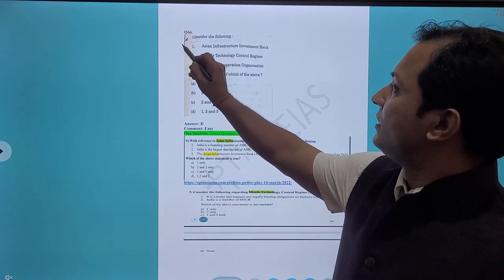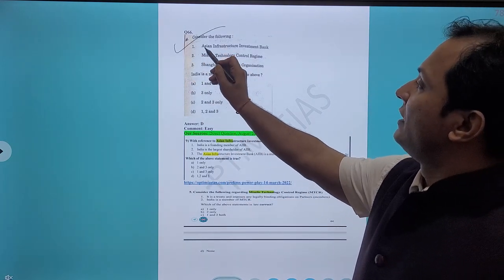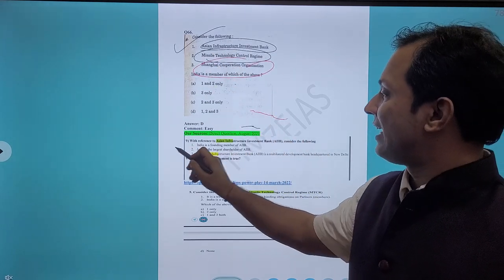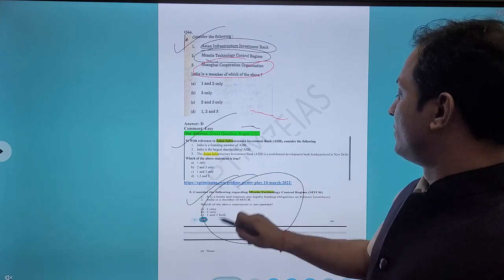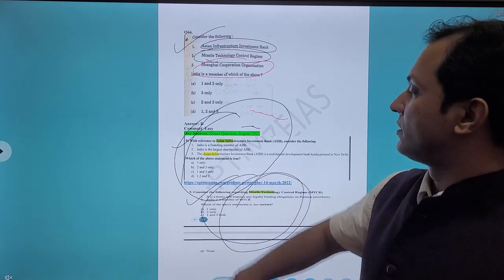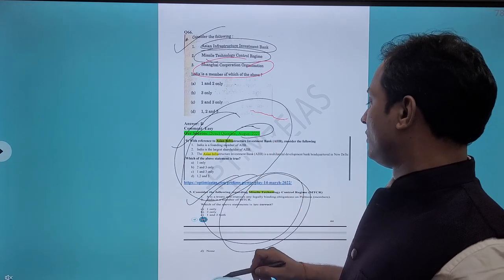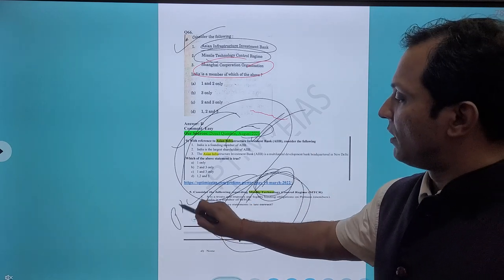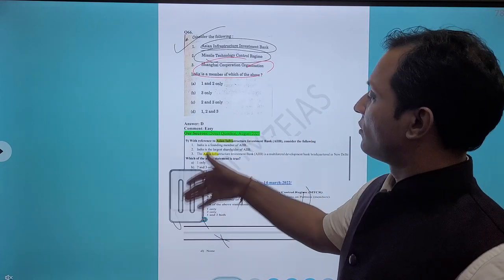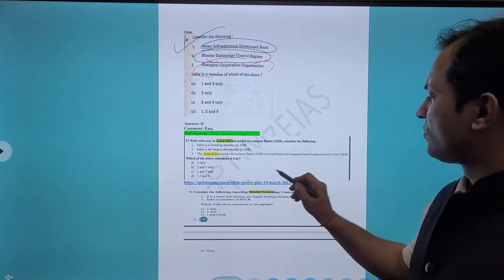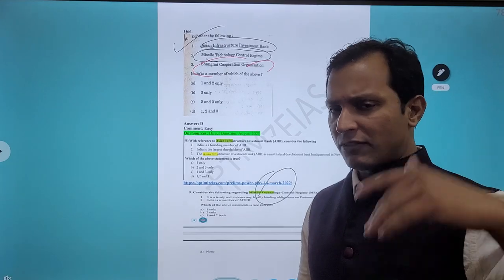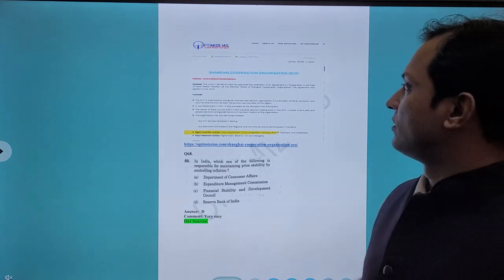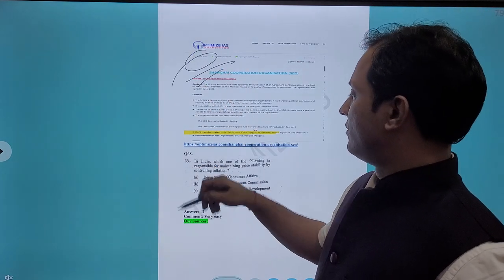Okay, next, consider the following bodies: Asian Infrastructure Investment Bank, Missile Technology Control Regime, Shanghai Cooperation Organization. Exactly, I have given this in the PPT, Prelims Power Play, August 2021 and March 2022. You can see this, guys, in front of you. You can go and download March 2022, I think you already have downloaded, you can go and cross-check, and August 2021, go and cross-check. Shanghai Cooperation Organization also, I'll give.